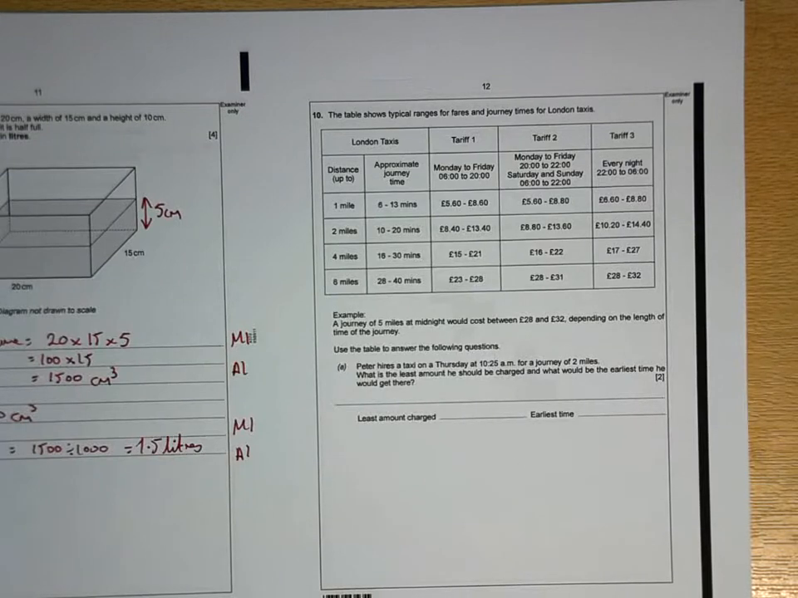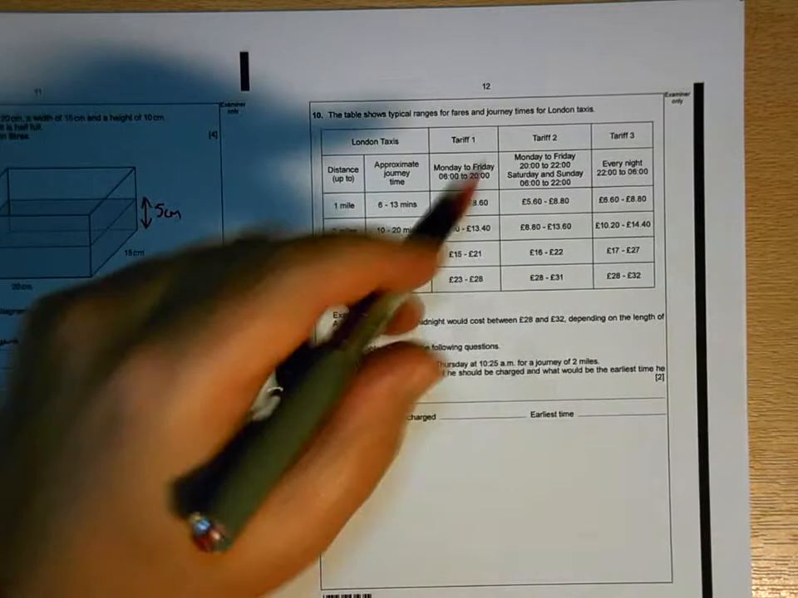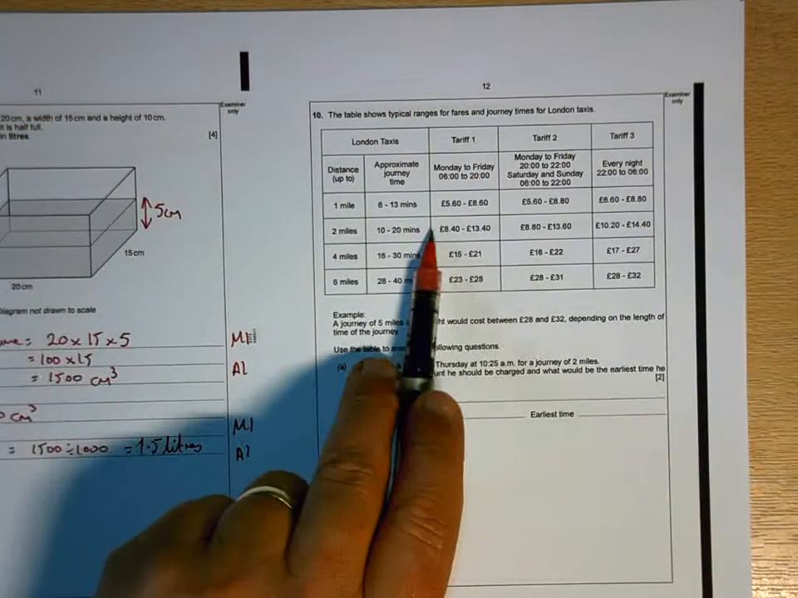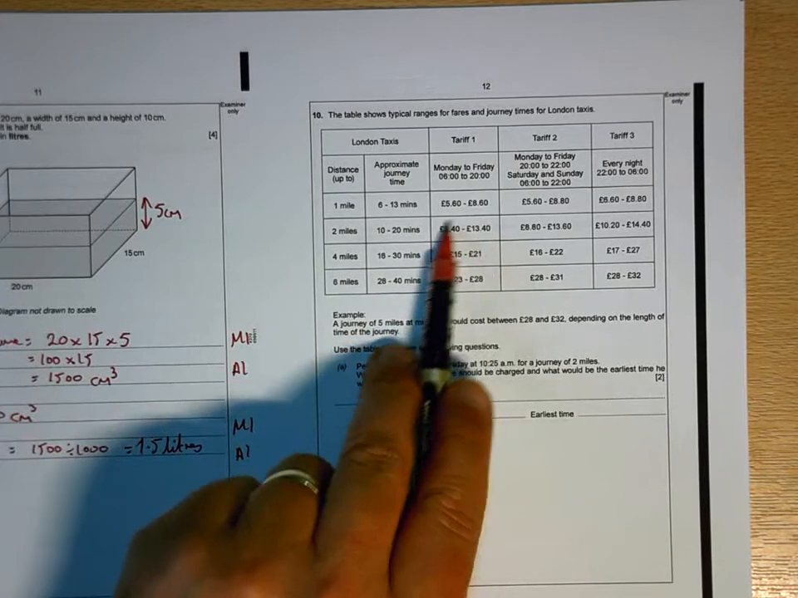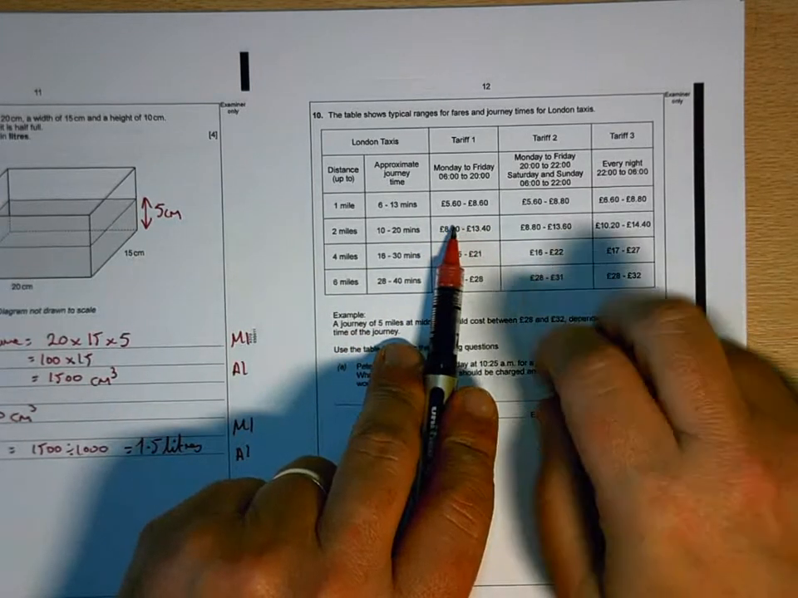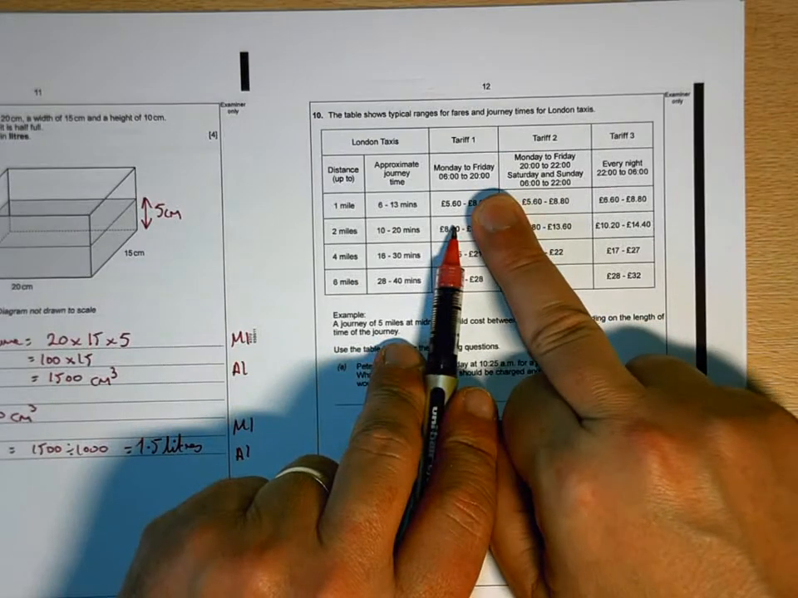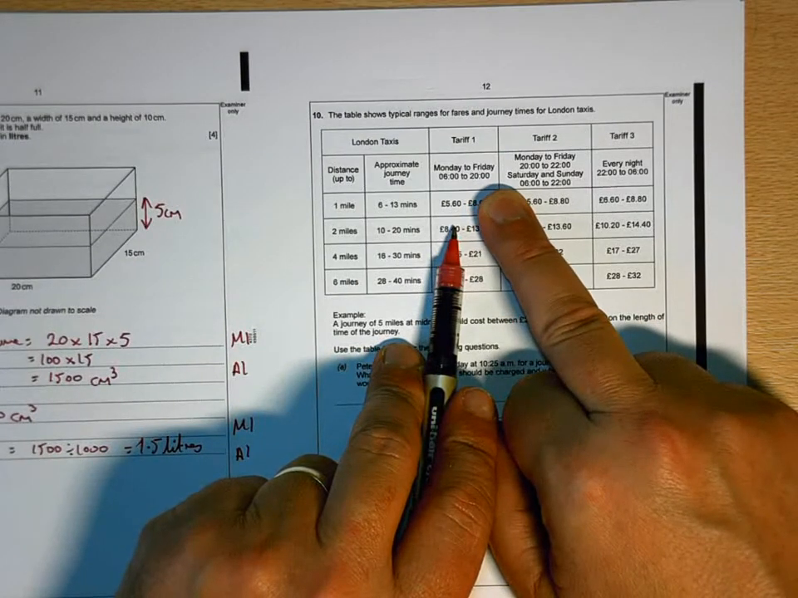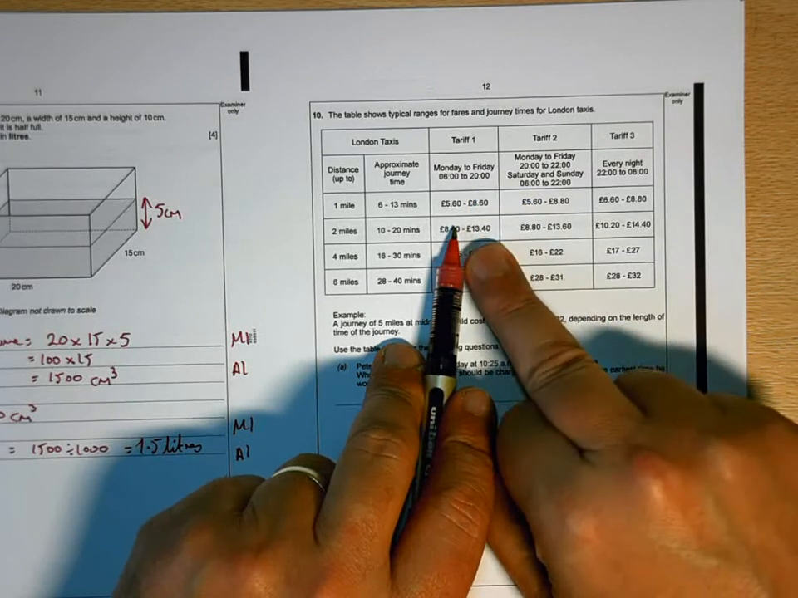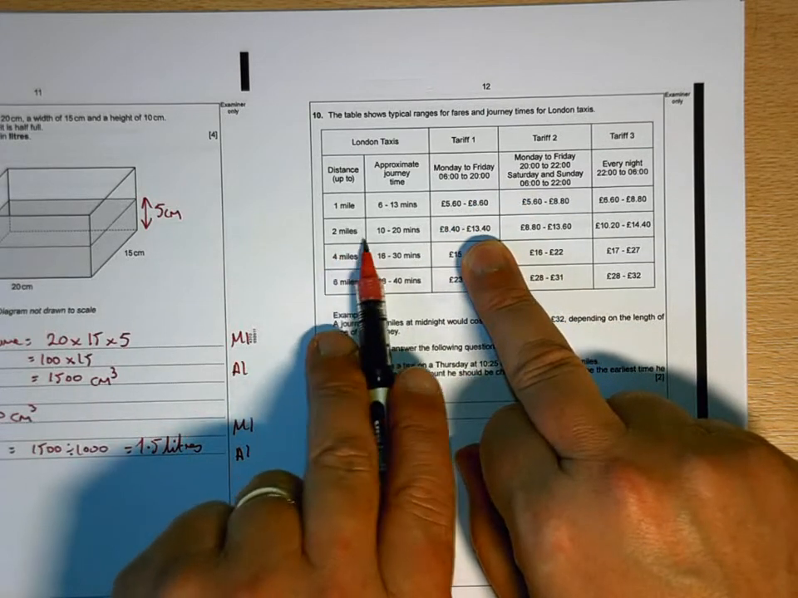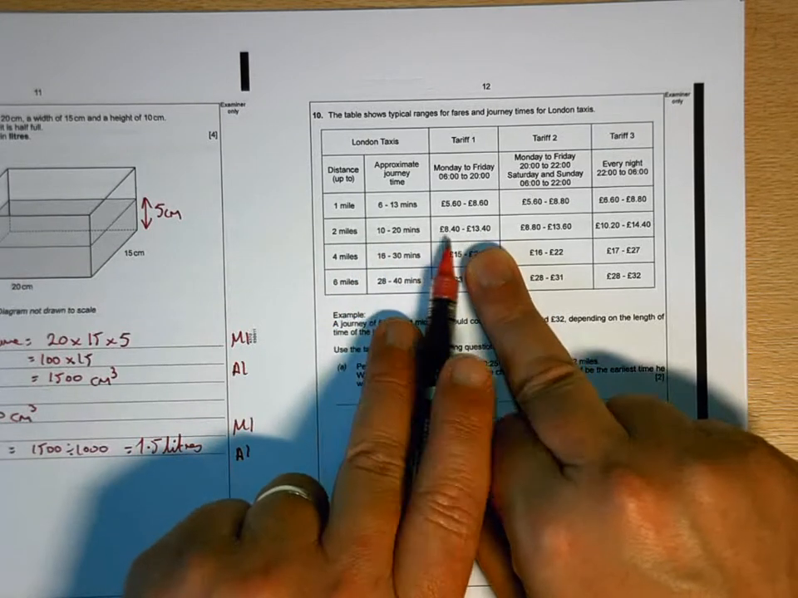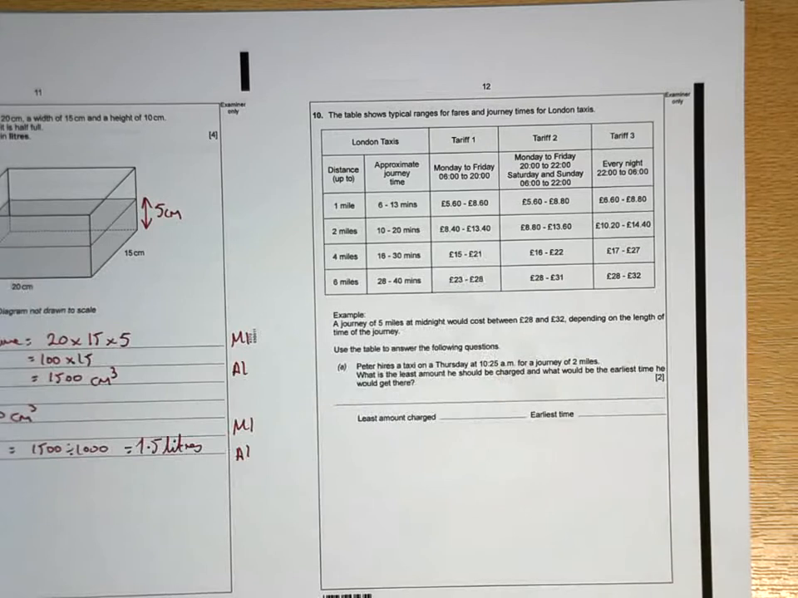Then we've got a table question, which you don't like. Table shows typical ranges for fares and journey times for London taxis. So first thing I always tell you with a table, pick a square and make sure you understand what it's telling you. So let's work with this one here. This is telling you that if you're grabbing a taxi between 6 o'clock in the morning and 8 o'clock in a weekday, and you are travelling for up to 2 miles or between 10 and 20 minutes, then you can expect a fare of between £8.40 and £13.40.